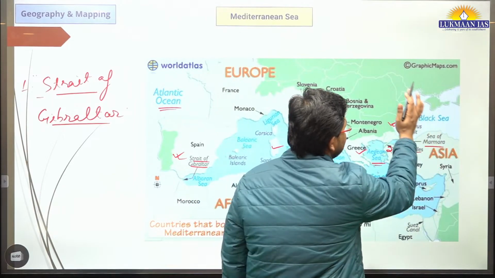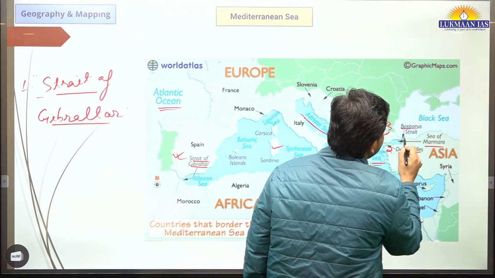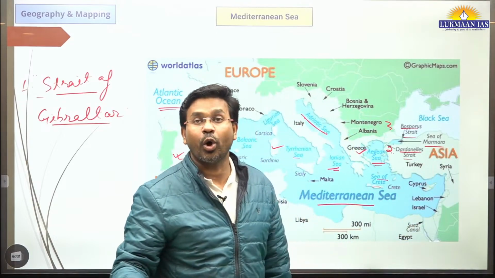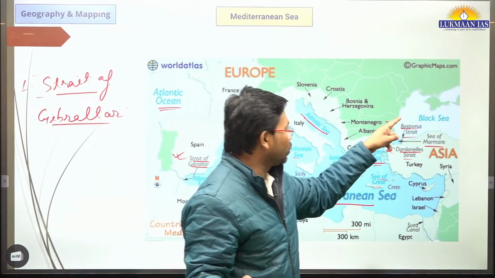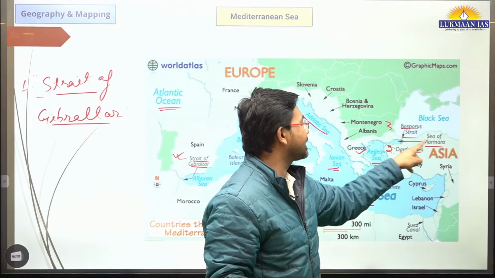Then we have another strait which is known as Bosphorus Strait. This Bosphorus Strait also remains in news. So through this Bosphorus Strait, Black Sea connects with Sea of Marmara.